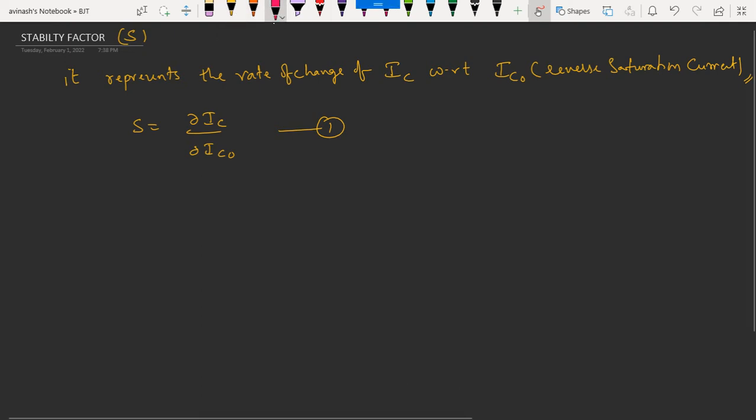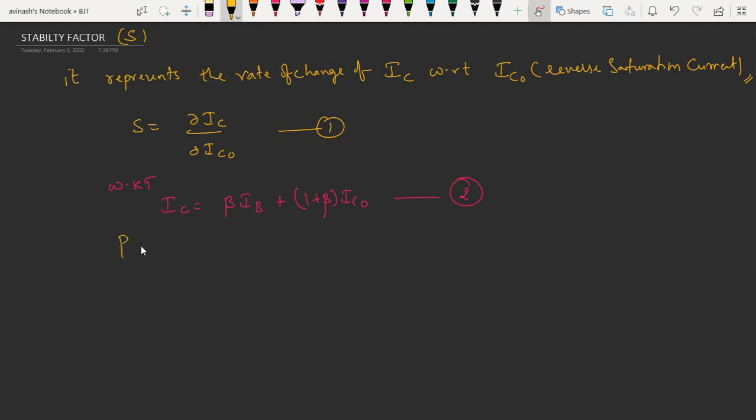Then we know that IC is equal to beta into IB plus (1 plus beta) into ICO. If you don't remember this formula, go back to the previous videos of my channel. I'll give the link in the description. Let us take this as equation number 2.